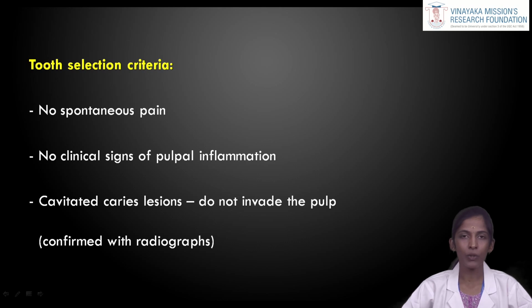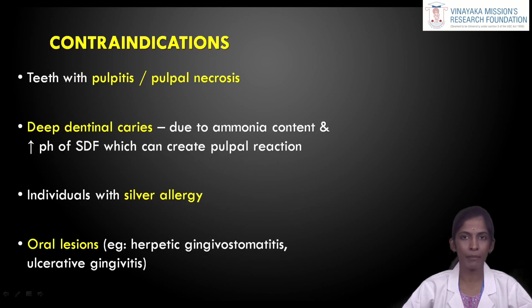The next indication is based on the tooth selection criteria. The tooth should not have any spontaneous pain and no clinical signs of pulpal inflammation, and cavitated carious lesions should not invade the pulp, which should be confirmed with radiographs. Next are the contraindications of silver diamine fluoride application, which include teeth with pulpitis or pulpal necrosis and deep dentinal caries, because in deep dentinal caries, due to the ammonia content and increased pH of SDF, it can create pulpal reactions, and people with silver allergy. The next contraindication is oral lesions, for example, herpetic gingivostomatitis and ulcerative gingivitis.